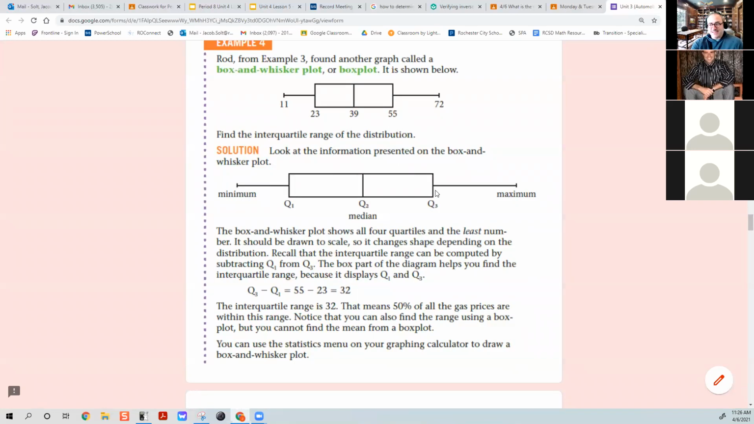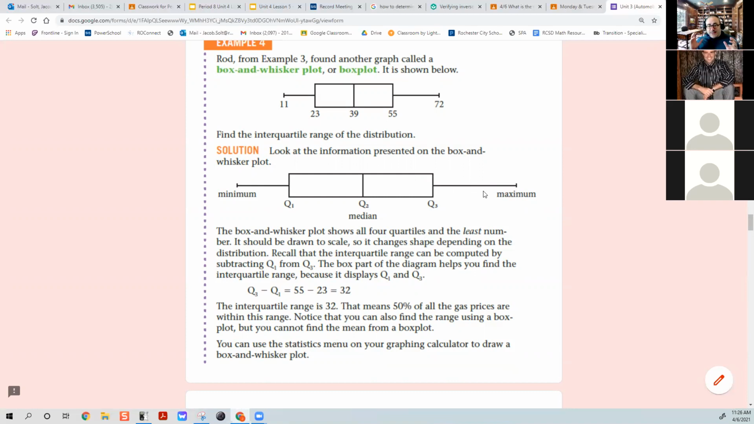Q3 is the end of the box. That's how you know where the end of the box is, quartile 3. And then there's a whisker, and then the whisker ends at the maximum. So Q1 is the edge of the box.